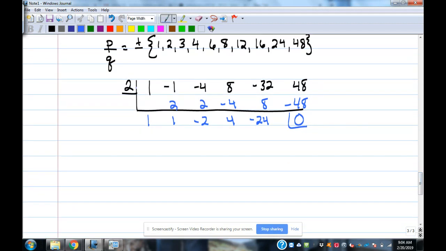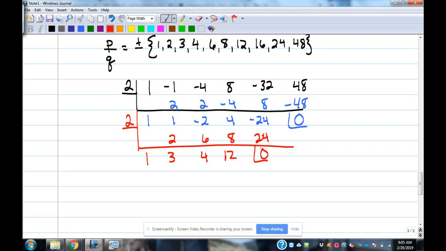Now, because I know 2 has an even multiplicity, I know it'll at least work one more time. So I'm going to do synthetic division on this polynomial that's left, and I'm going to use 2 again. And it worked again. Okay. Now, I don't know for sure if 2 works 4 times, but it's got to work 3 times in order to work 4 times, right?